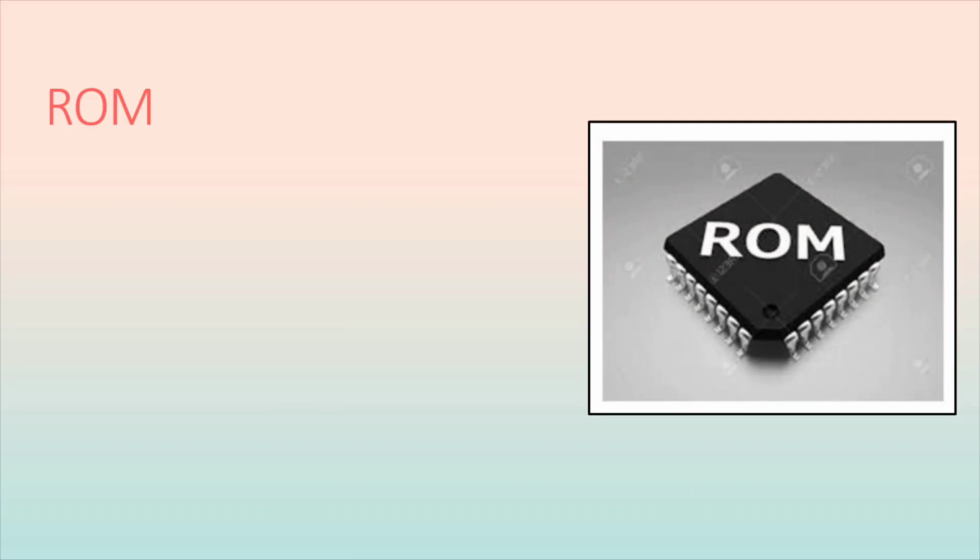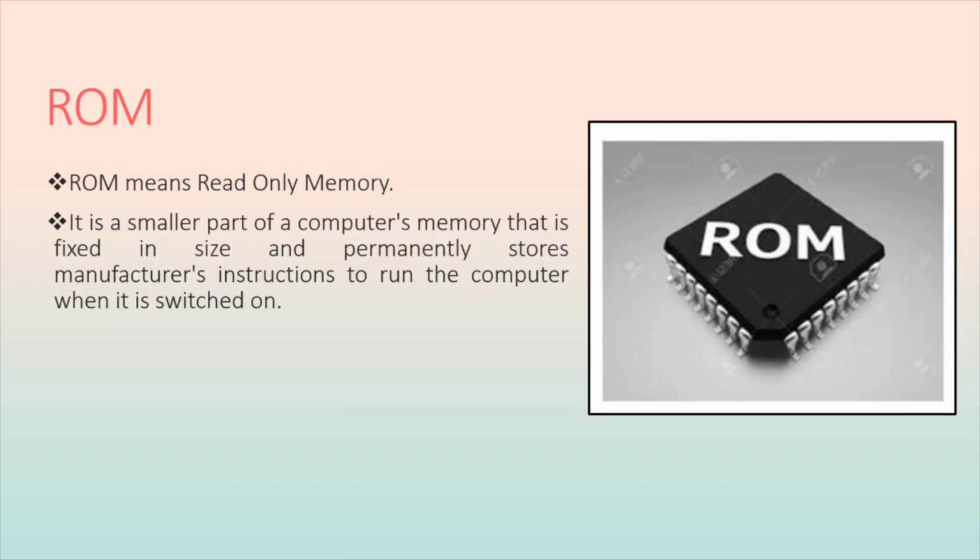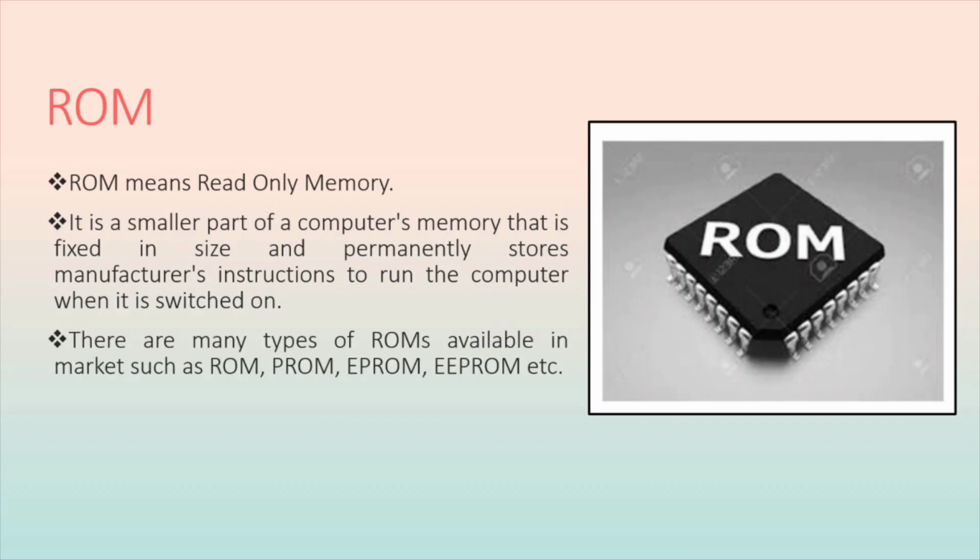ROM. As shown in the picture, it is also in the CPU. ROM means read-only memory. It is a smaller part of computer memory that is fixed in size and permanently stores the manufacturer's instructions to run the computer when it is switched on. There are many types of ROM available in the market such as ROM, PROM, EPROM, EEPROM, etc.